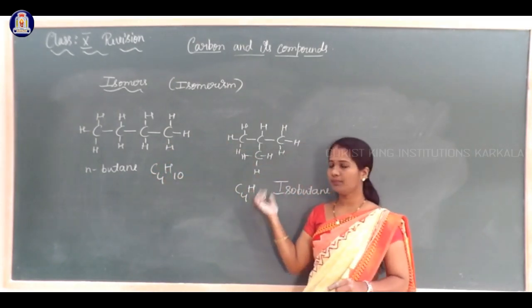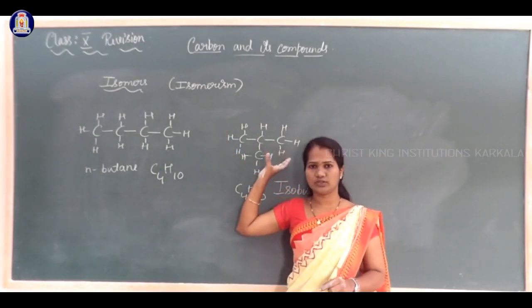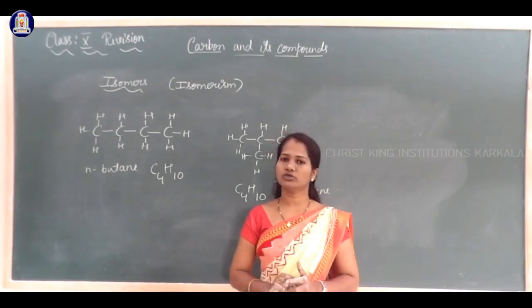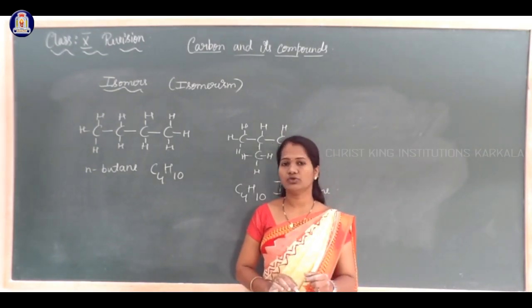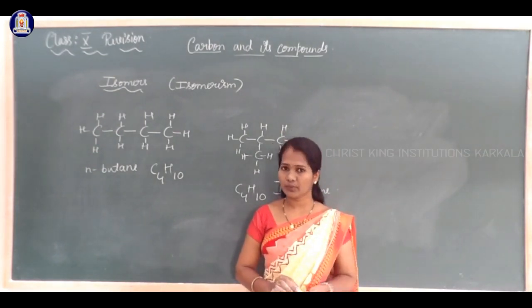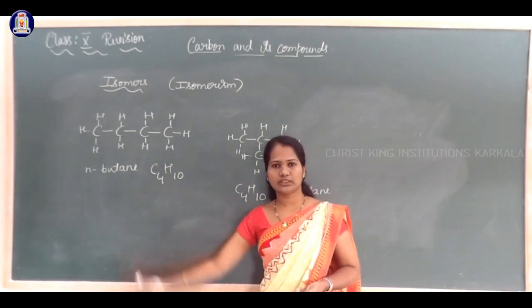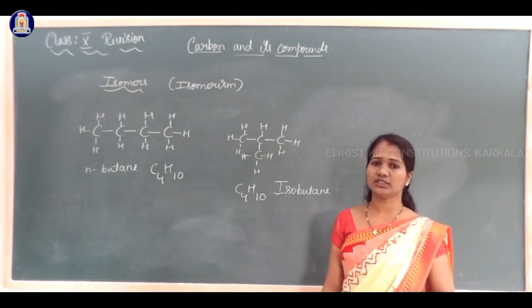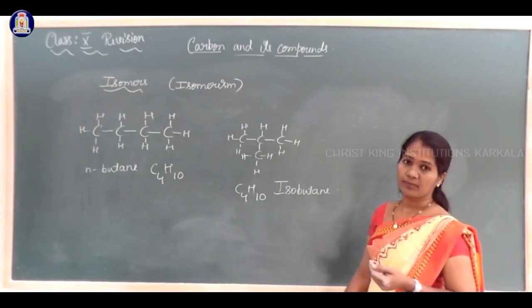Same formula but different structures. Since their structures are different, their properties also differ. They have different properties. When you go to the next compound after butane, the next compound which shows isomers, that is pentane.